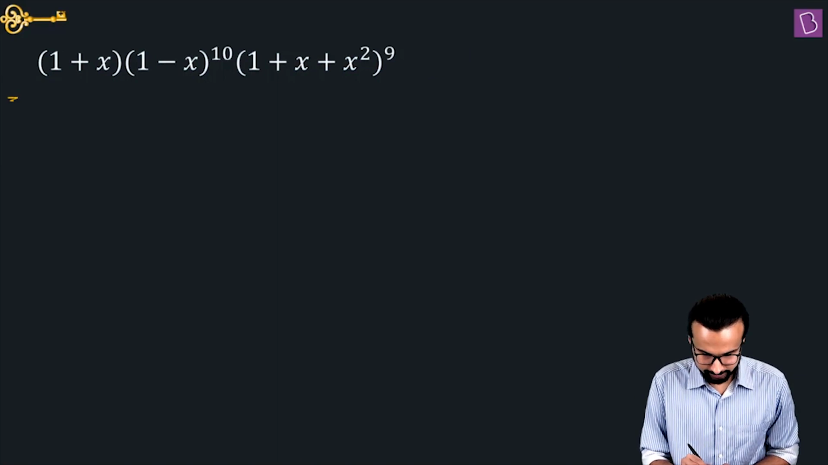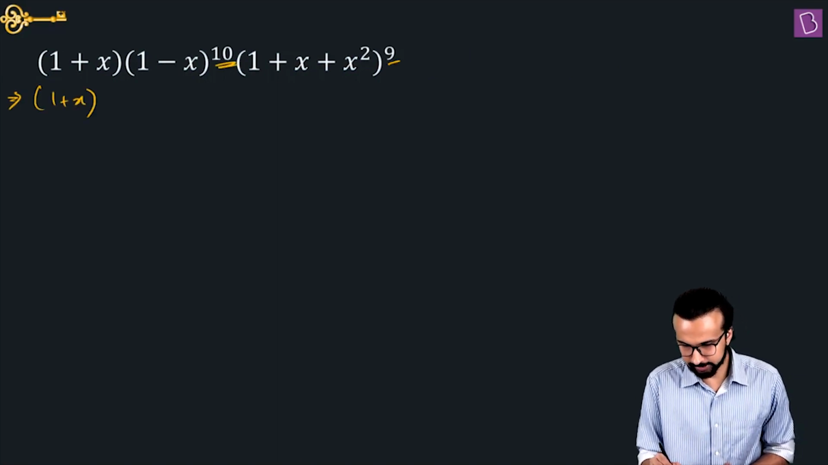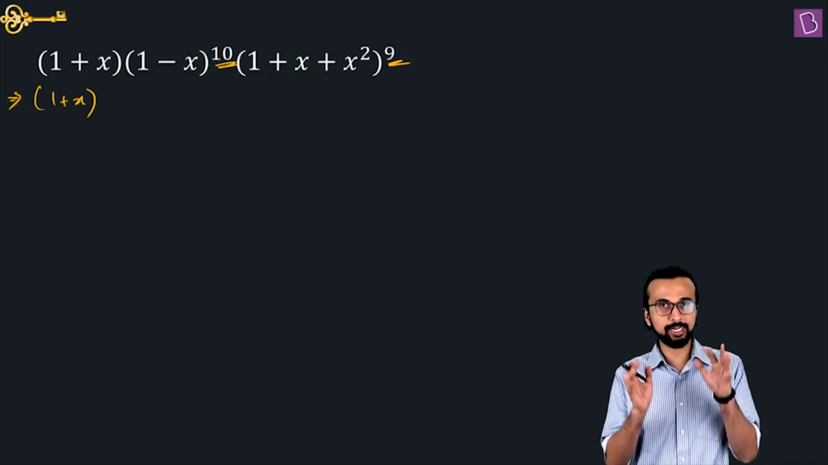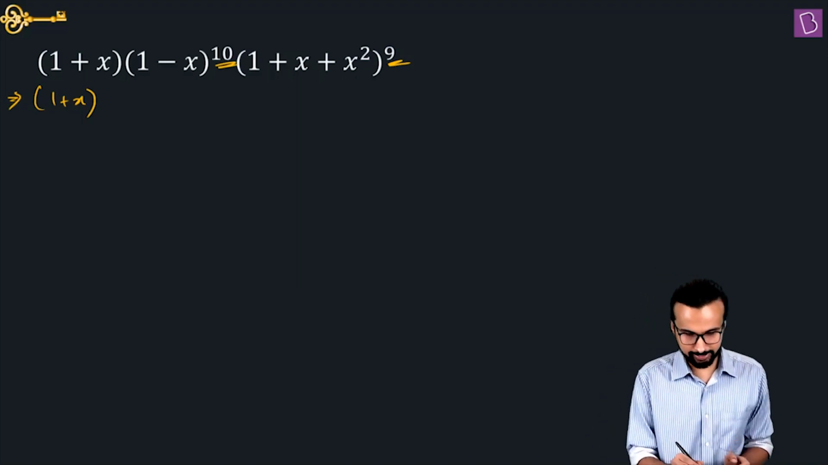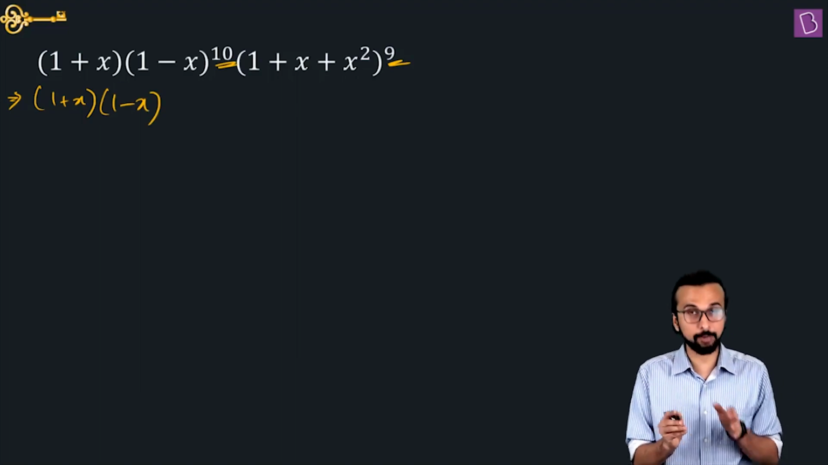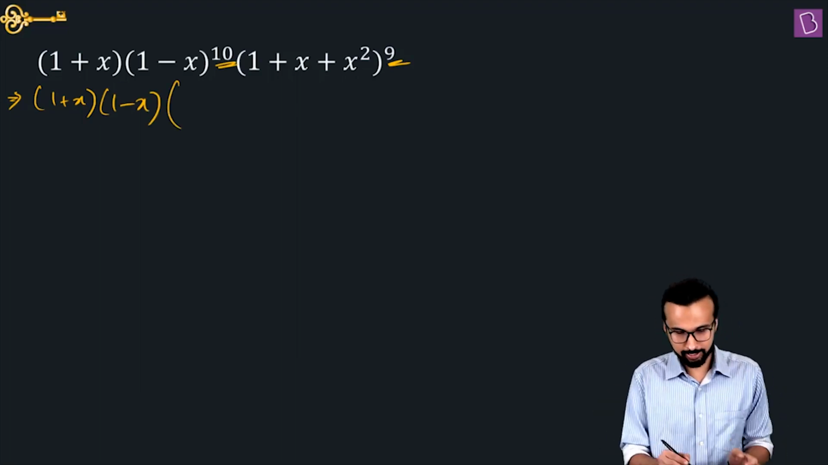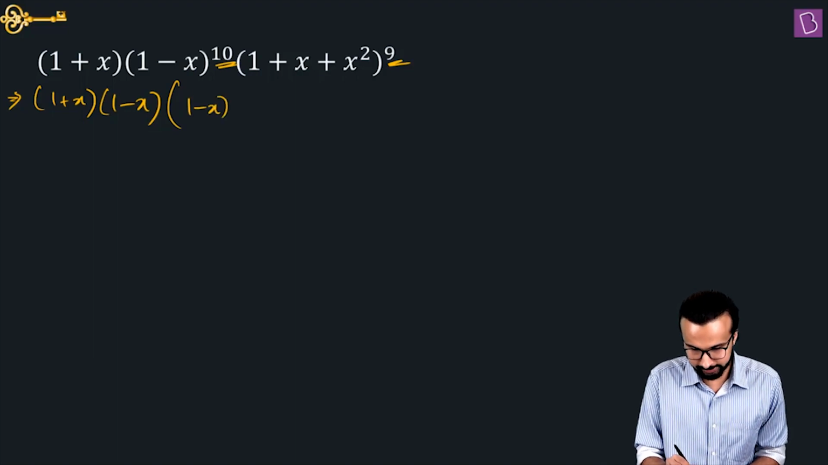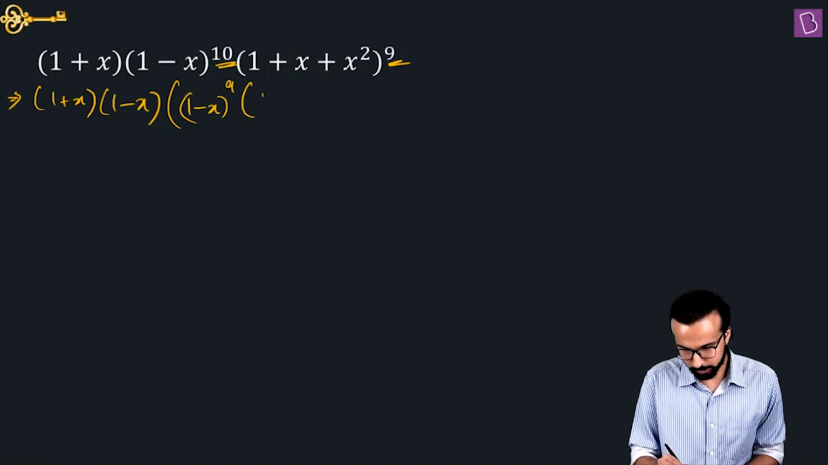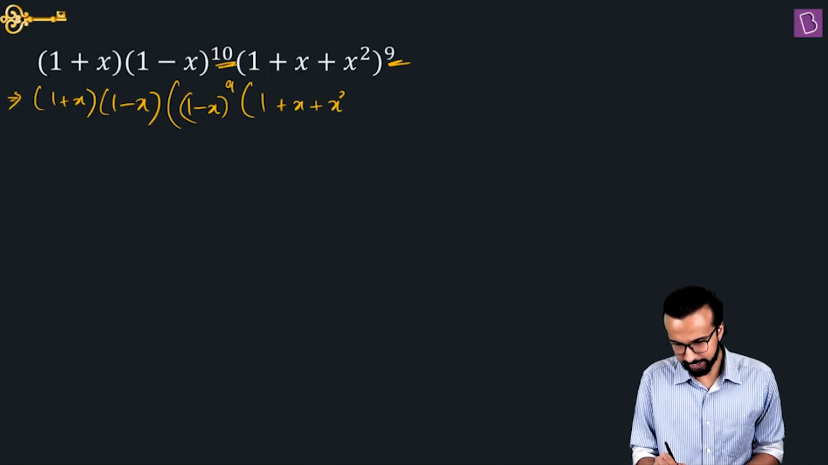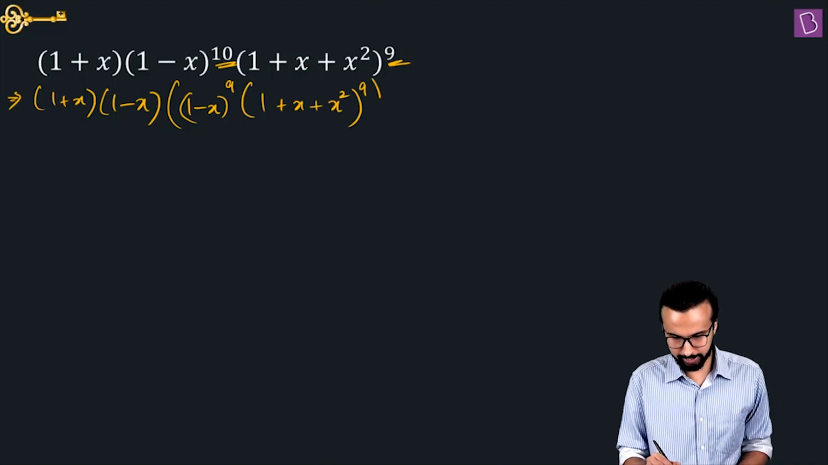I can write this as 1 plus x, then this raised to 10 and this raised to 9. So I'll club the raised to 9 terms together. Basically, I'll take 1 minus x outside the 1 minus x raised to 10, and the remaining 1 minus x power 9 will be written inside this: 1 minus x power 9 into 1 plus x square power 9.